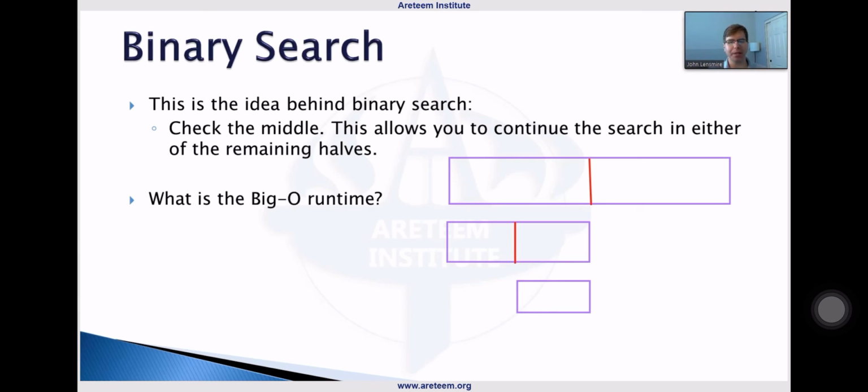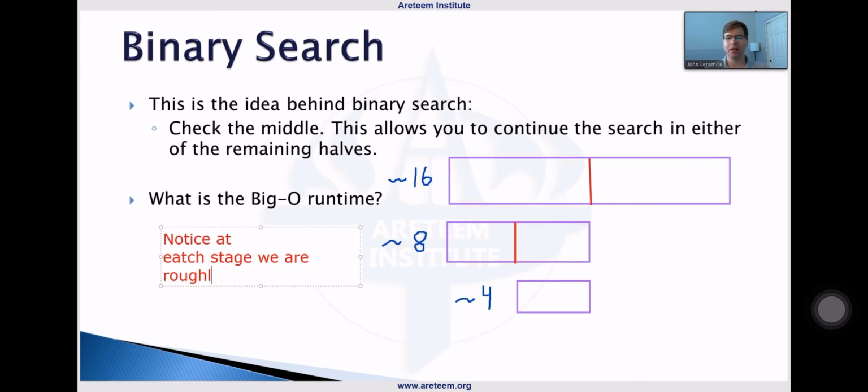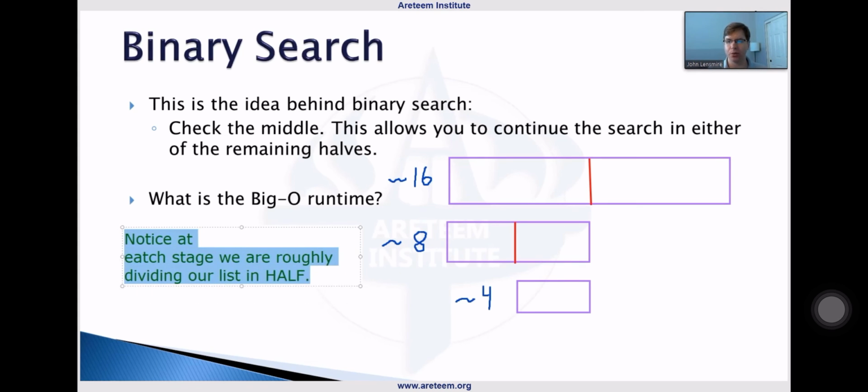Roughly speaking, if we have a list of size 16, then we cut it in half pretty much. The midpoint stuff is a little bit annoying, but we cut it to size 8, then to size 4, then 2, then 1. Notice the pattern: at each stage, we are roughly dividing our list in half. So half, half, half, over and over. This is the opposite of multiplying by 2 each time.